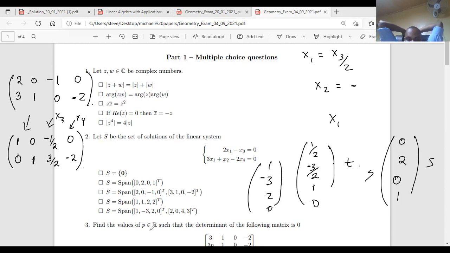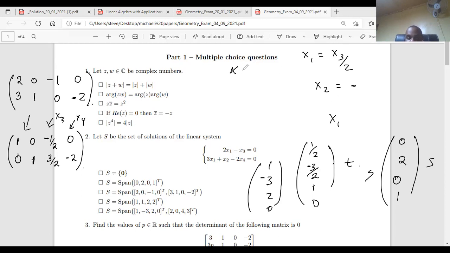The number 3, I have none of them. Number 4, I have none of them. The number 5, I only have the 1 minus 3, 2, 0. And the 2, 0, 4, 3, I don't have this. Okay, so let's check for independence.